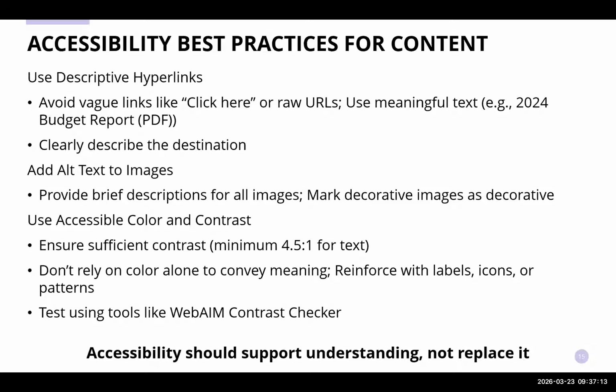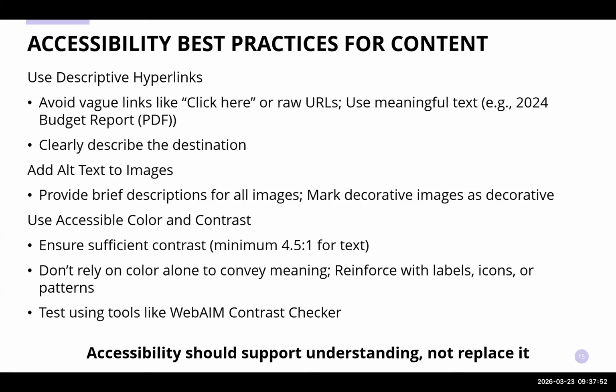Next, we have images and visuals. Always try to provide alternative text for images. Alt text is a brief description that conveys the purpose and the intent. It shows what the image has in a very short manner. If the image does not convey any information and is purely decorative, you can go ahead and mark it as decorative so that screen reader users can skip it completely. This will ensure that visual information is not lost for people who cannot see the images.